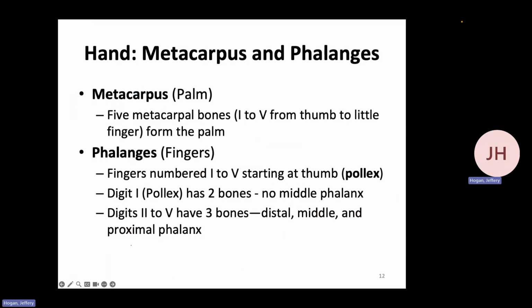Now, the metacarpus, or the palm, consists of 5 long bones, the metacarpals, numbered 1 through 5, starting at the thumb. The phalanges are also numbered 1 through 5, starting at the thumb. So your little pinky is number 5. The thumb is also called the pollex.